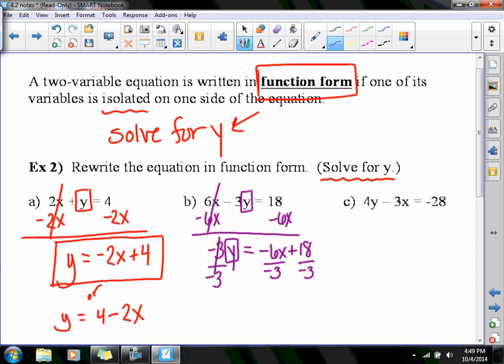So here the negative 3's will cancel, and I'll have my y by itself, and then I'll have negative 6 divided by the negative 3. That I can do. I can take those numbers and divide them, which is 2, and then I just put the x behind it. And then the 18 divided by the negative 3, that's a negative 6. So I'll have 2x minus 6.